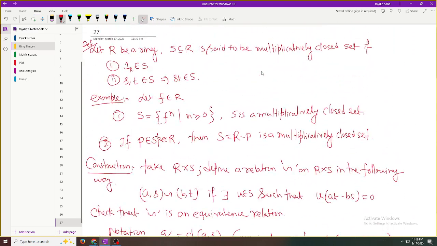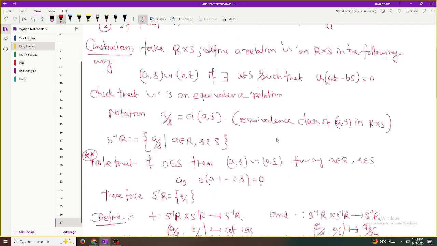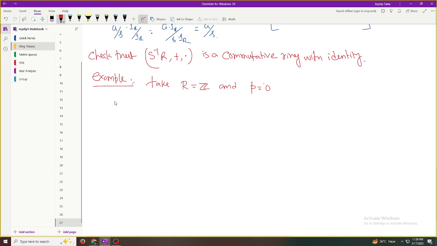So you see that here, if P belongs to the spectrum of prime ideals, then S equals R minus P is a multiplicatively closed set. Okay. Therefore, I write Z minus 0, a multiplicatively closed set. So what is S inverse R? It equals S inverse Z, I should write: a by b such that a belongs to Z, b belongs to Z minus 0.